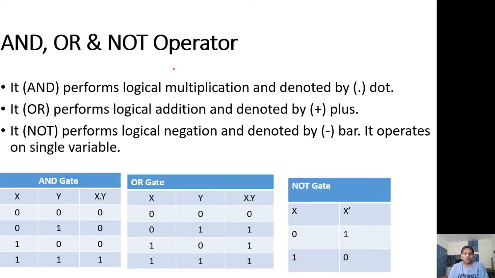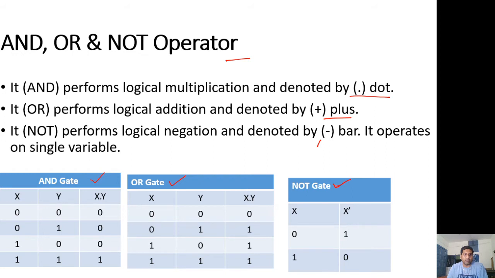Now we are going to talk about the AND, OR and NOT operators. AND performs logical multiplication and is denoted by a dot. OR performs logical addition and is denoted by a plus sign. NOT performs logical negation and is denoted by a bar or dash. It operates on a single variable. On the AND operator we define the AND gate, on the OR operator we define the OR gate, and on the NOT operator we define the NOT gate.